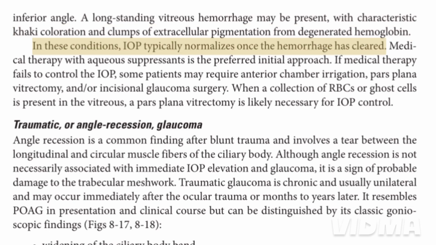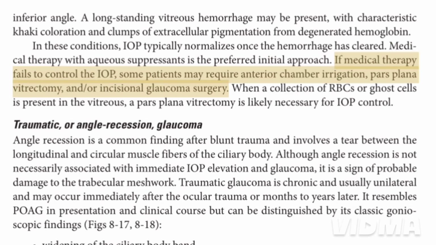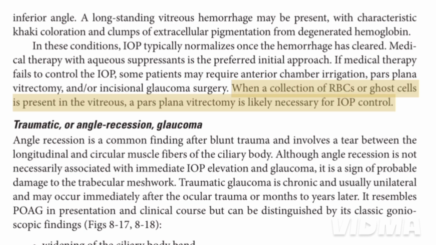hemoglobin. In these conditions, IOP typically normalizes once the hemorrhage has cleared. Medical therapy with aqueous suppressants is the preferred initial approach. If medical therapy fails to control the IOP, some patients may require anterior chamber irrigation, pars plana vitrectomy, and/or incisional glaucoma surgery. When a collection of RBCs or ghost cells is present in the vitreous, a pars plana vitrectomy is likely necessary for IOP control.